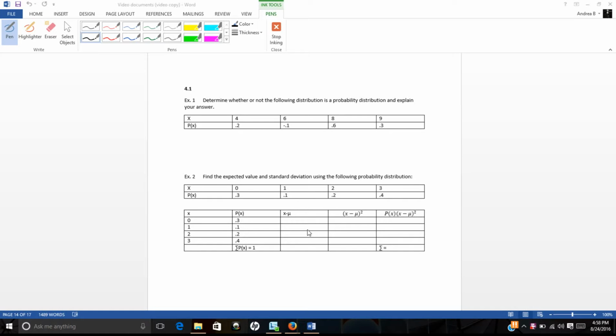For point 1 here, the first problem is to determine whether or not the following distribution is a probability distribution and explain your answer. Remember, for it to be a probability distribution, all the probabilities, so all of the values in the second row here, all have to be between 0 and 1, and they all have to add up to 1. So in this case, for instance, this one here is negative, which means that this cannot be a probability distribution.